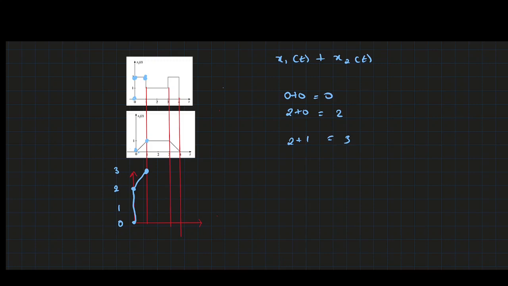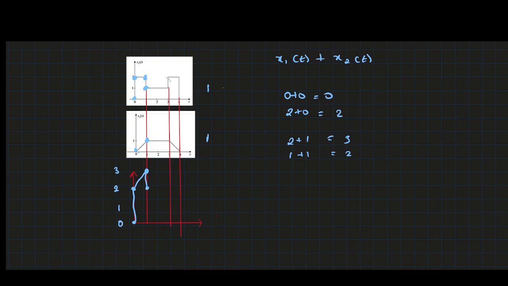Now the next movement we're going to make is at this change. So at this change, what do we have here? 1. But at this point, we still have 1 here because we're still on the same line. 1 plus 1, that's 2. So this is going to drop to 2.